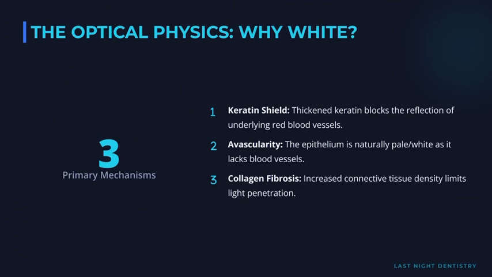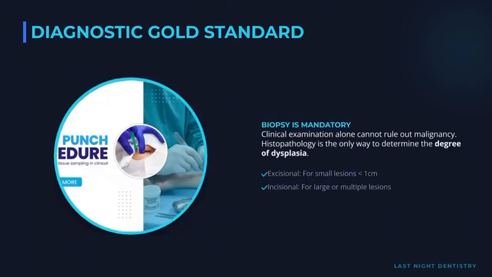Now, the question is, why does it look white? A common viva question: why does leukoplakia appear white? The answer is very simple. The oral epithelium is avascular, and when the keratin layer becomes thick, it blocks the visibility of blood vessels underneath. So the normal pink or red color becomes hidden and the lesion appears white. In some lesions, reduced vascularity and increased collagen in connective tissue also contribute to the white appearance.